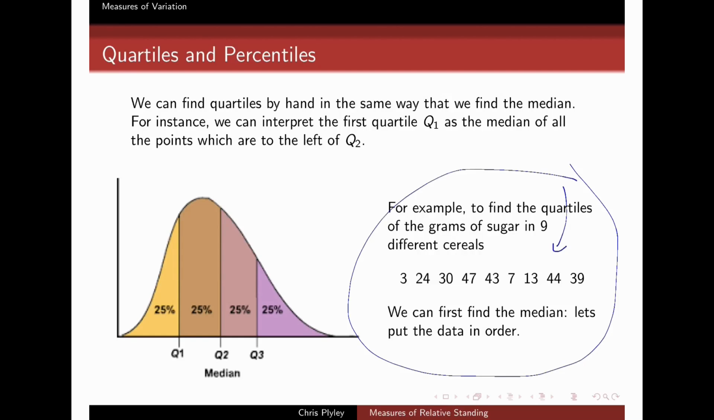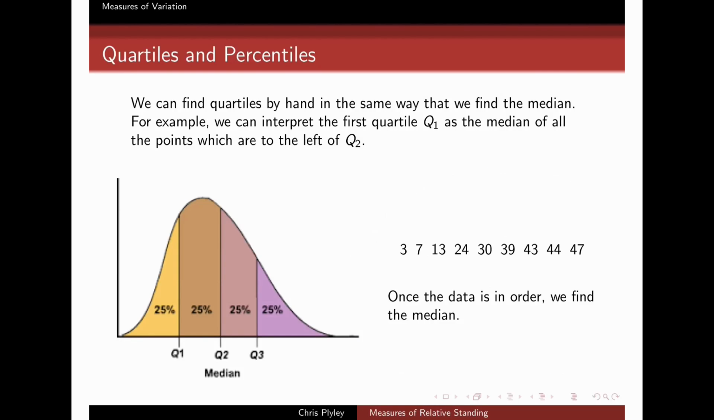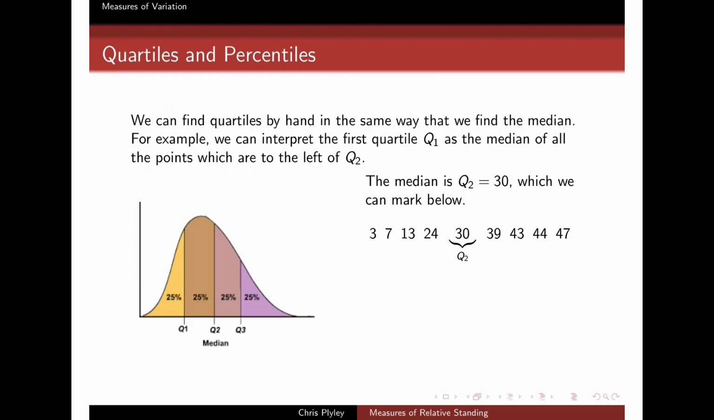And so in order to find the first, second, and third quartile, the first thing that we're going to do is find the median. And in order to find the median, of course, all we have to do is put our data in order. I've ordered my data here, and the median is just the middle point. So in this particular example, I count there are 9 points of data. So that middle guy right there, 30, we define to be the median.